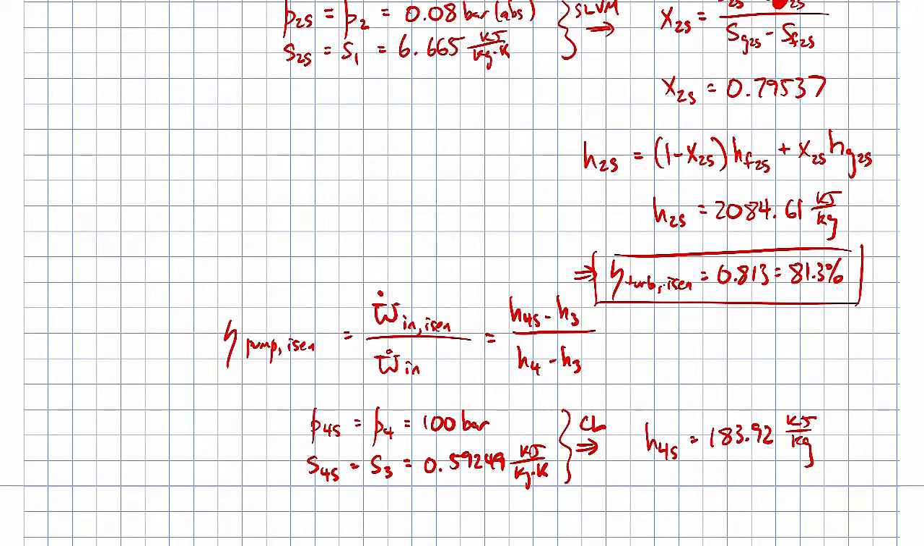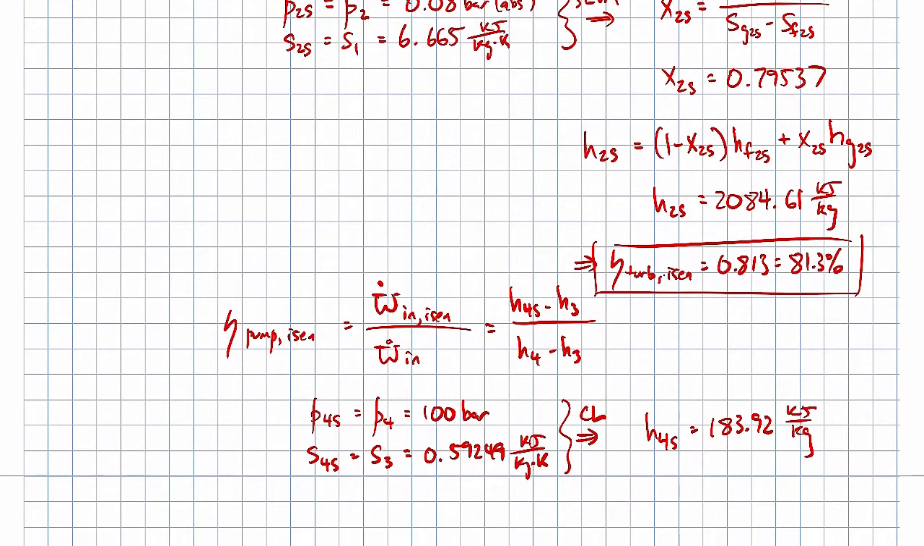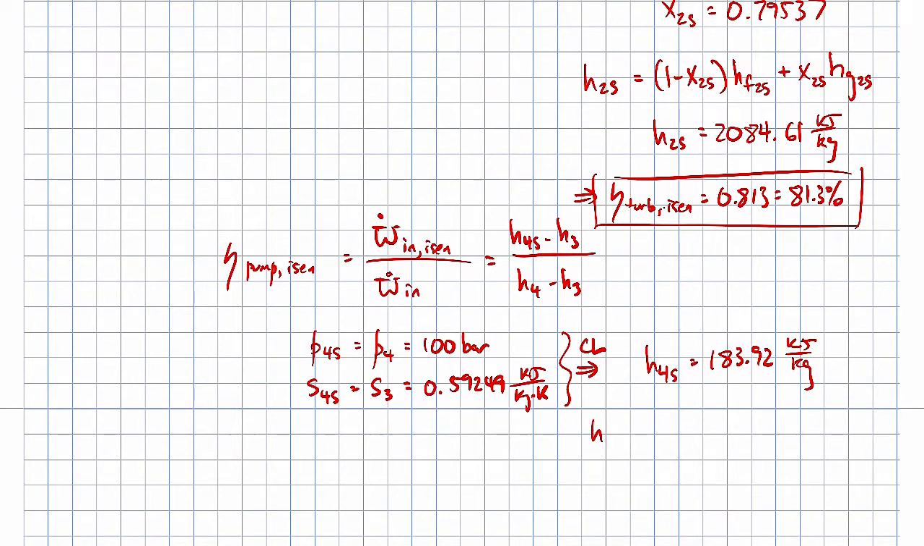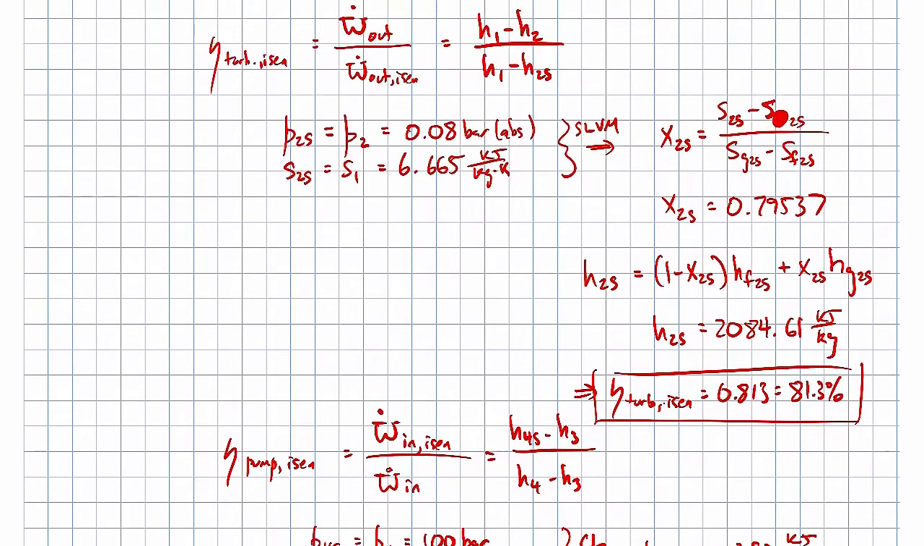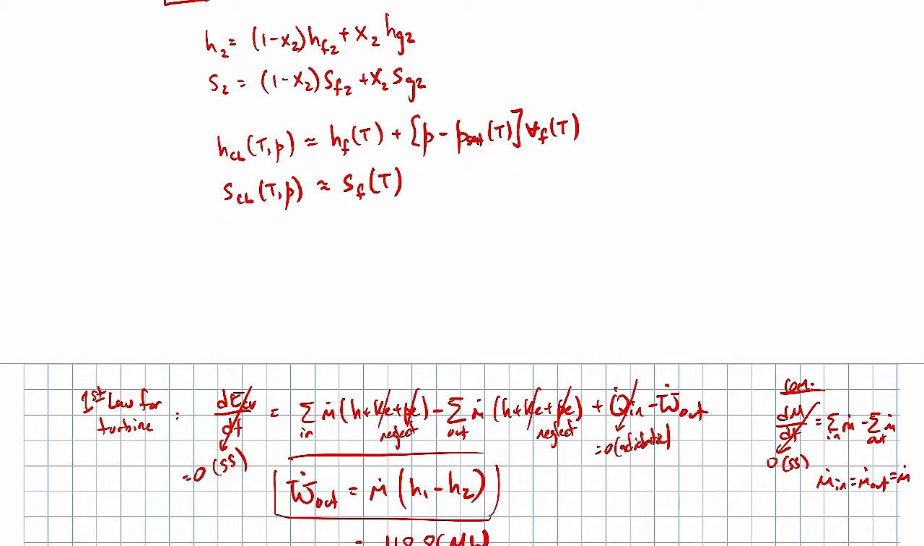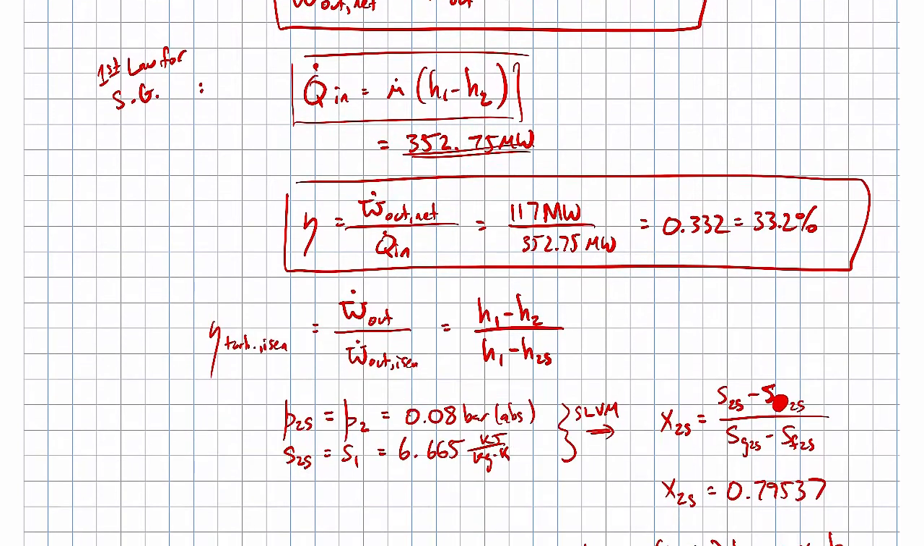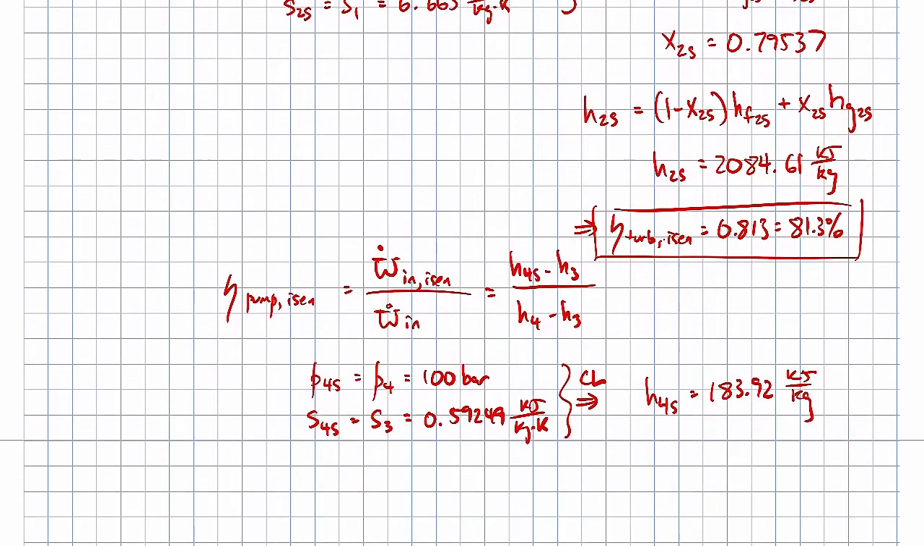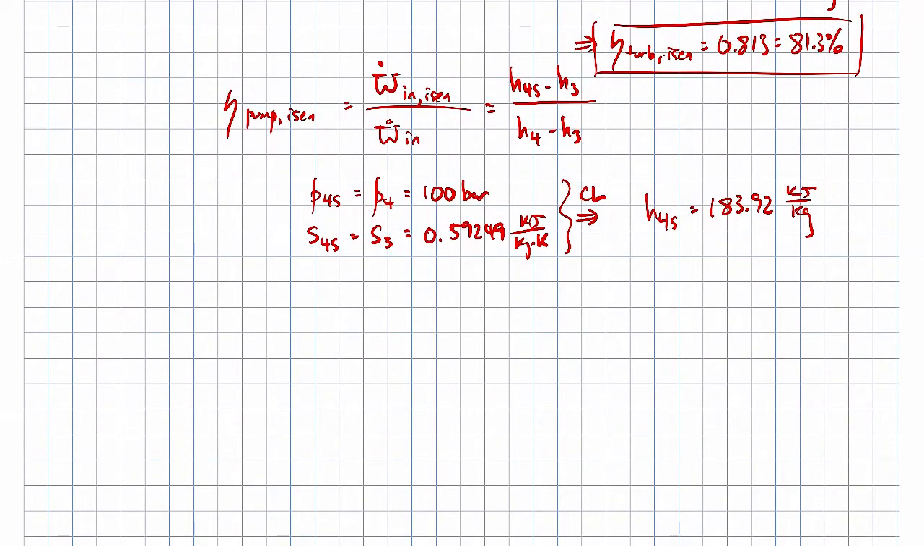When evaluating this, you have to make use of the compressed liquid approximation. Recall that compressed liquid looks like this. Oops, I should be more careful. Actually, I won't even write it down. Let me just go back up. I wrote it down up here. You have to make use of these compressed liquid approximations, this expression here, to find H4S because it's a compressed liquid. For more details, I have the printout of the solution. You can look at that part.